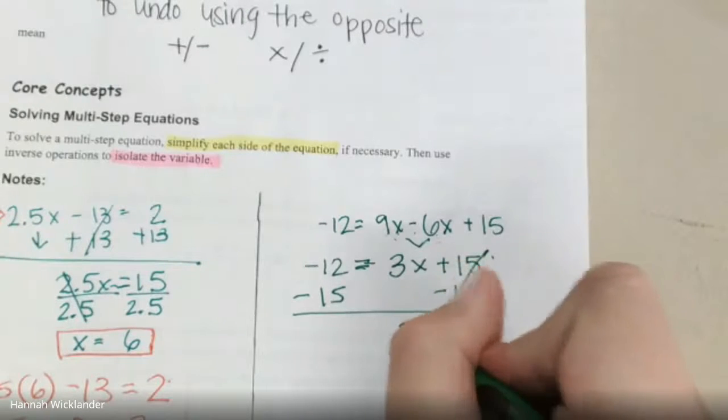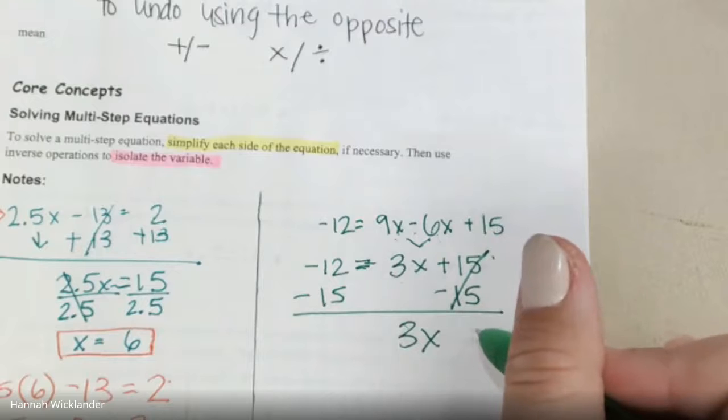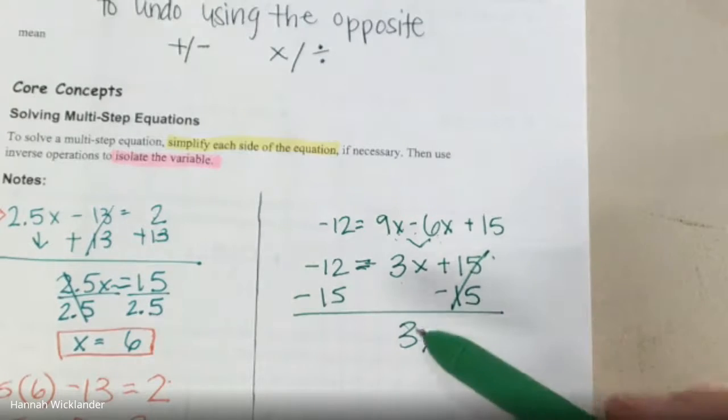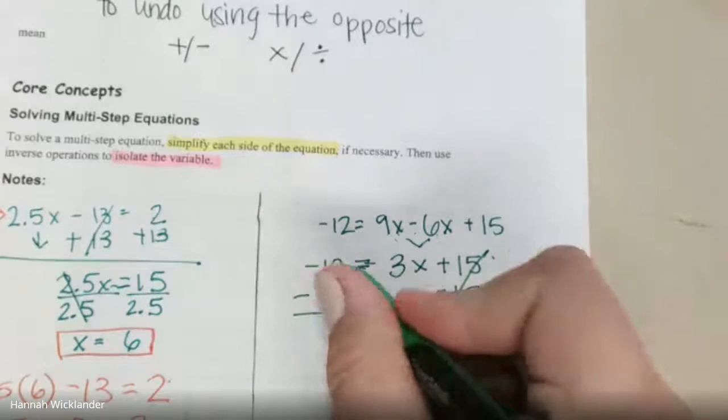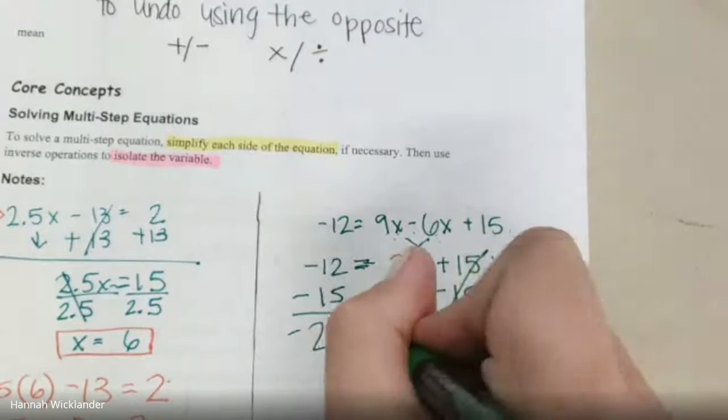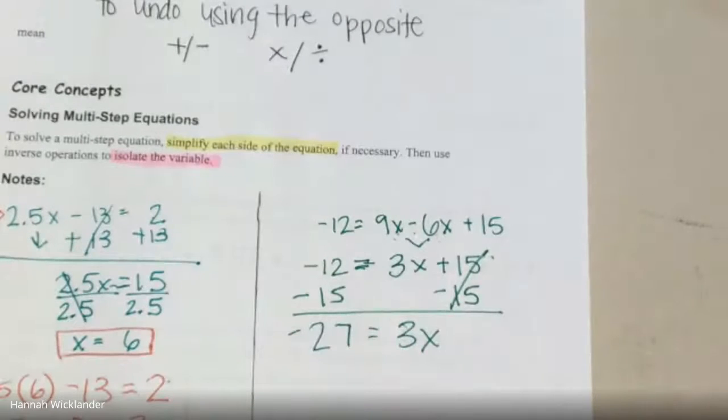Okay, so positive 15 and negative 15 cancel out. Bring down my 3x. And then subtracting 15 from negative 12 gives me negative 27 equals 3x. What do I do now to solve?